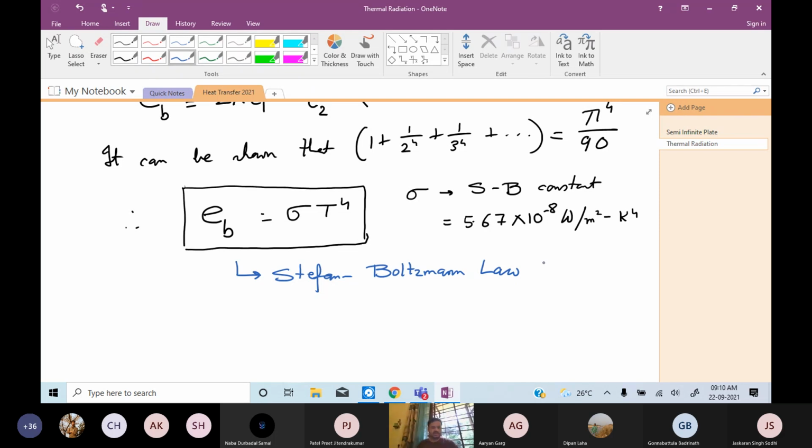Any questions? So this brings us to the end of the laws of blackbody radiation: Planck's law, Wien's law, Stefan-Boltzmann law. The three pillars on which emission characteristics of blackbody radiation stand.